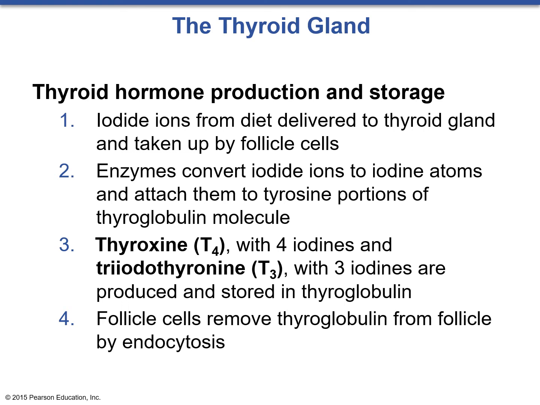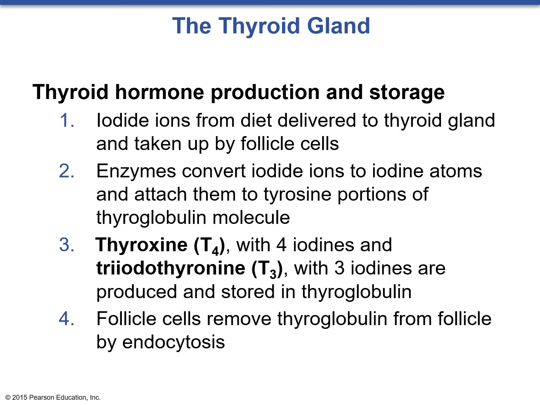From here, enzymes will convert these iodide ions to iodine atoms and attach them to tyrosine portions of thyroglobulin molecules. So it's going to merge it with the thyroglobulin. From here, T4 and T3 are going to be produced and stored in the thyroglobulin. Thyroxine is called T4 because it is produced with 4 iodines, whereas triiodothyronine is produced with 3.